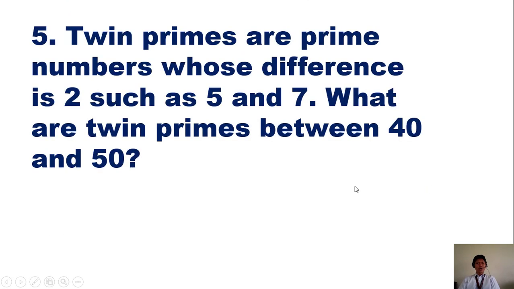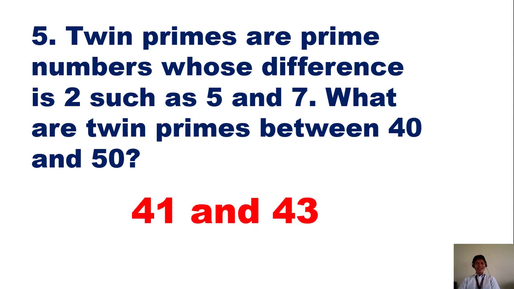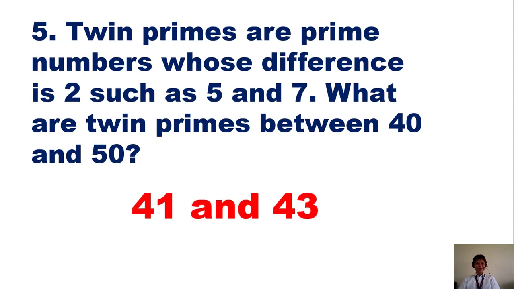And question number 5, this is the last question. Twin primes are prime numbers whose difference is 2, such as 5 and 7. What are the twin primes between 40 and 50? Start. Okay, so they are 41 and 43.